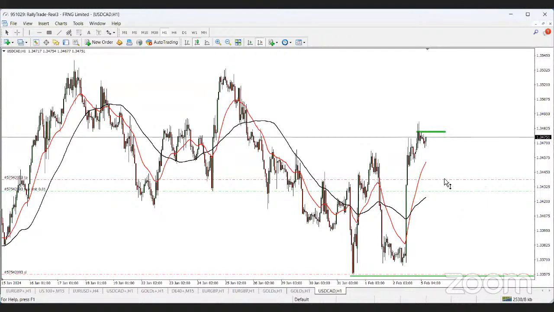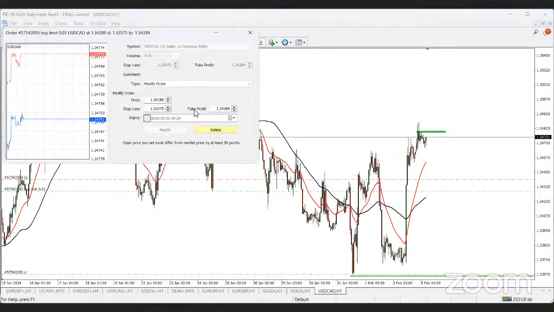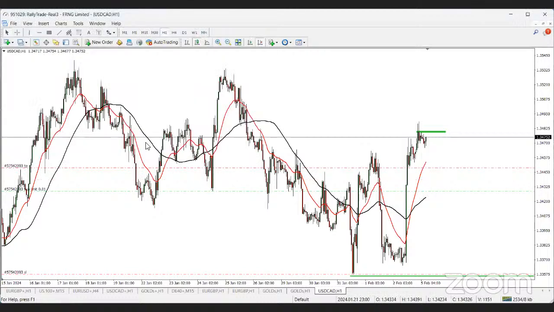But of course, you can also do 20. Maybe we should just do 20. Double click again, and instead of 3, we just write 4 here. That's all. That will give us exactly 20 pips take profit. So this one is exactly 20. That's 200 points. Hope you can see it on the screen. Now that concludes USD CAD.